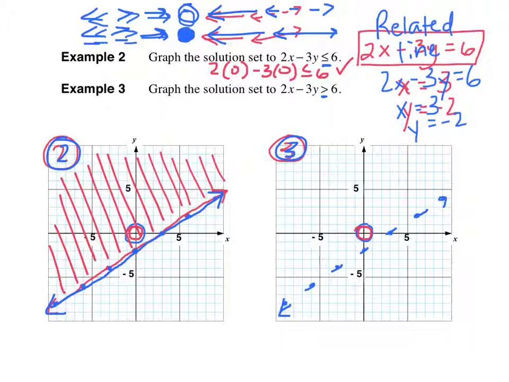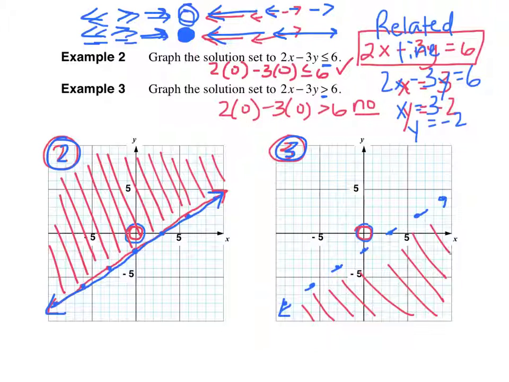What about the next one? 2 times 0 minus 3 times 0. Is that greater than 6? No. Therefore, that is not part of my solution set. I'm going to want to get rid of that, and I'm going to shade the other direction.